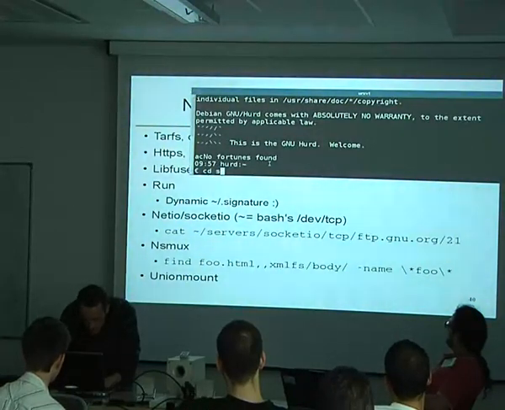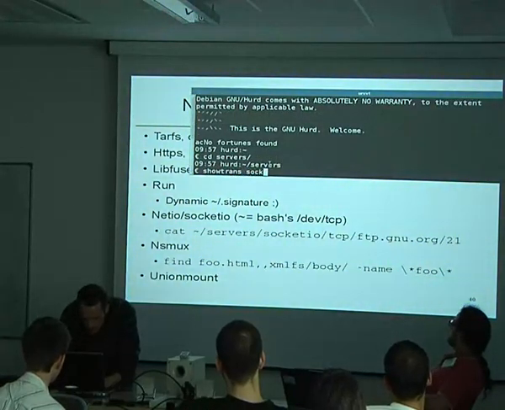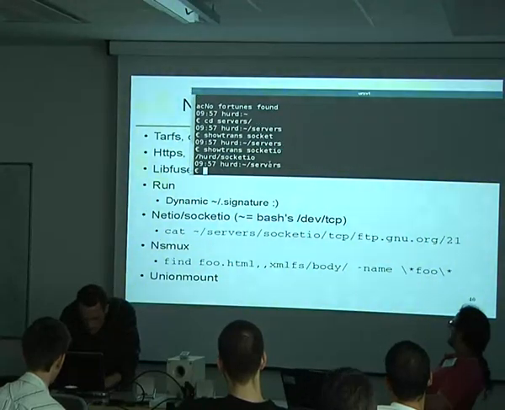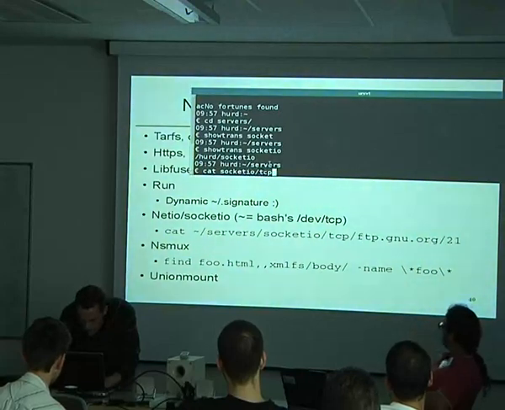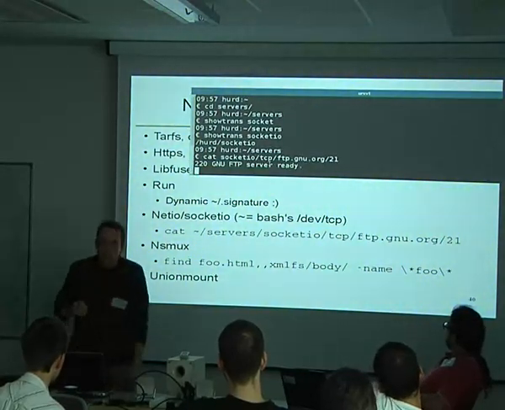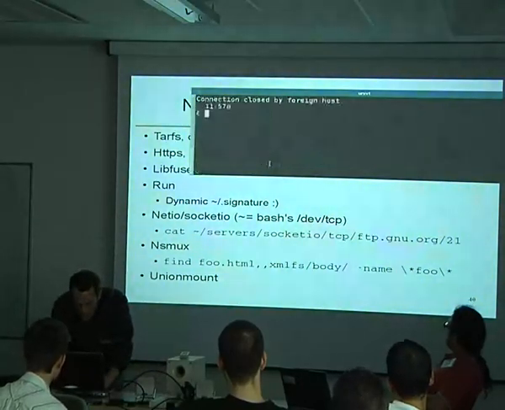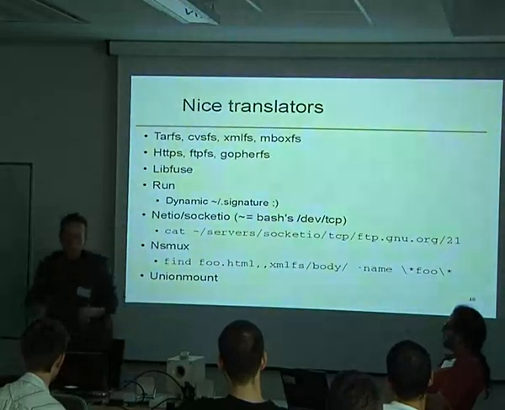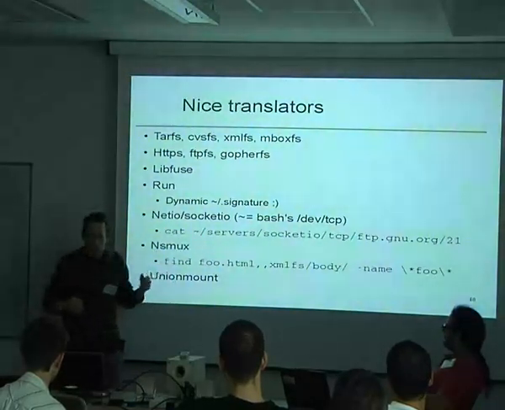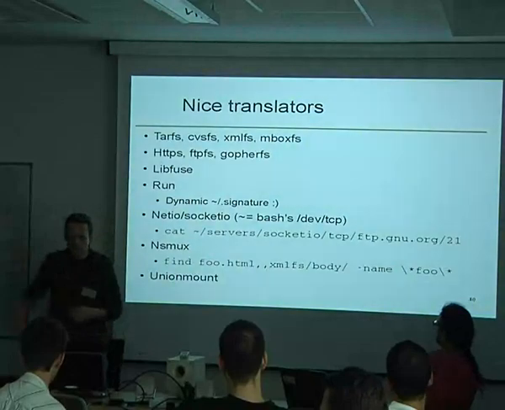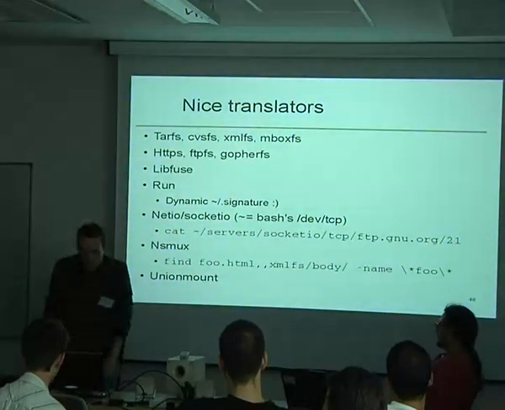Do I have my socket IO? Yes, I have it, so I can cat socket TCP, FTP, GNU, port 21, and then I get the prompt from the FTP server. So I don't know how many crazy things we can do with this kind of thing. You can pipe something and whatever.